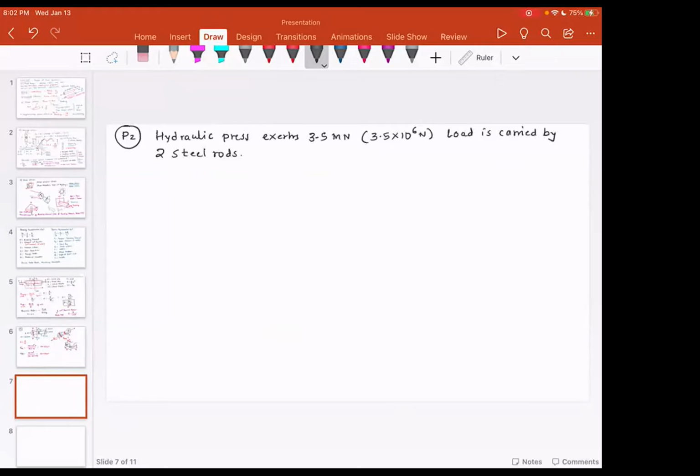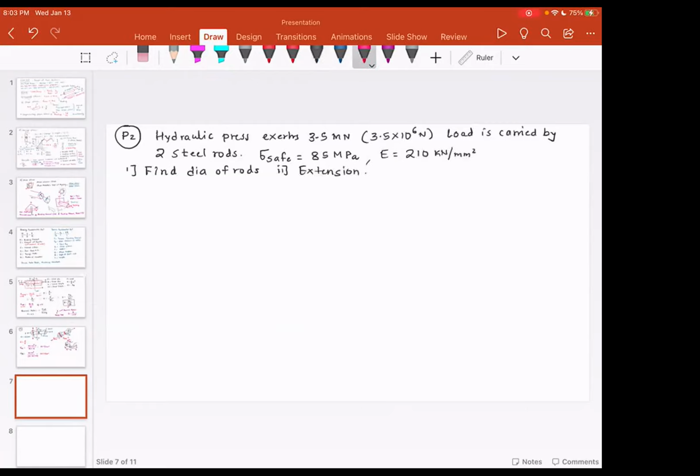Now, if the safe stress, so sigma safe, is 85 megapascals, and the Young's modulus for the steel is 210 kilonewton per millimeter square. First, find the diameter of the rods, and then find the extension of the rods.